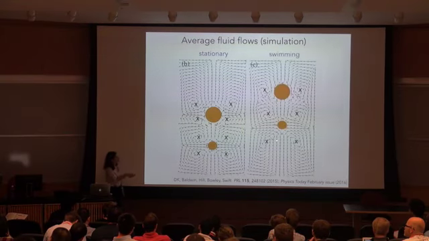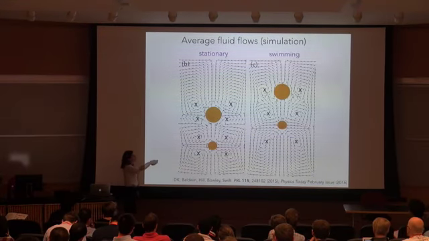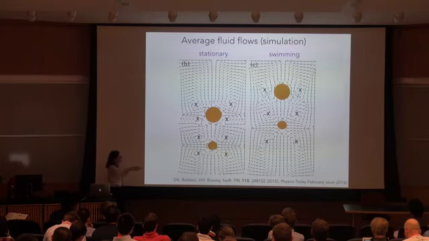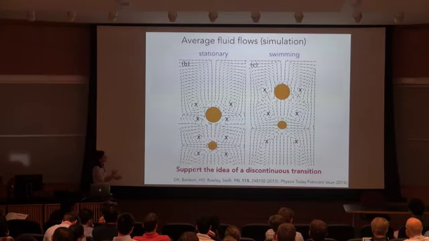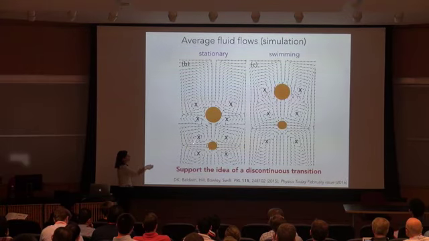But when the object is swimming, what we find is that two of these vortices have been swallowed up, and what we actually see is this collective fluid flow that is around the swimming object. And so we don't know what causes what, and we're trying to figure out, but this was further evidence that this is a discontinuous transition between the stationary object and the swimming.